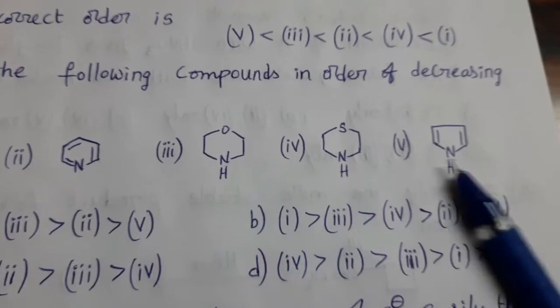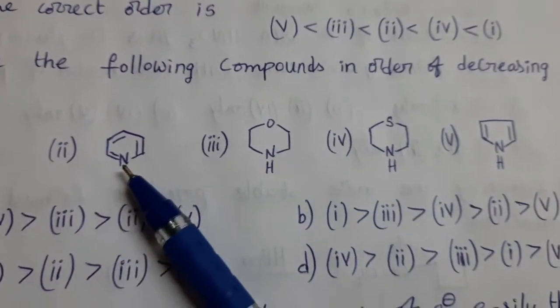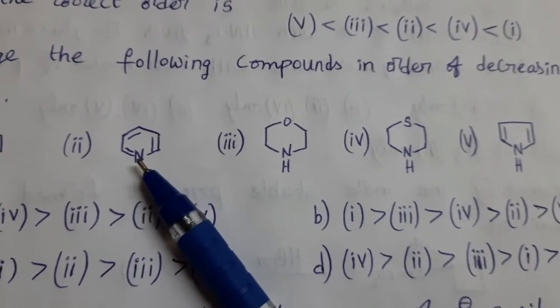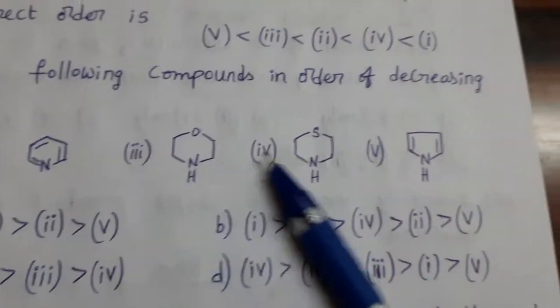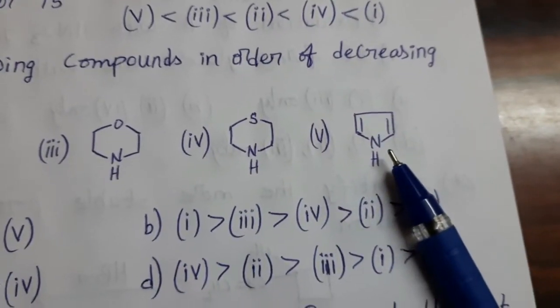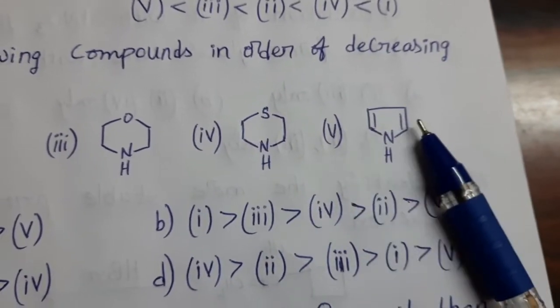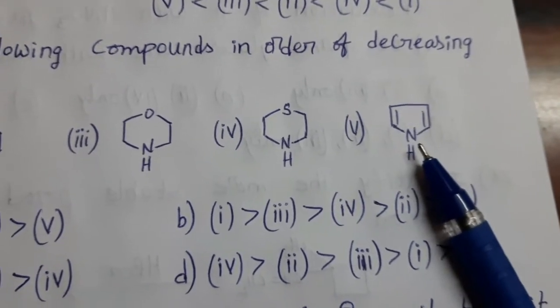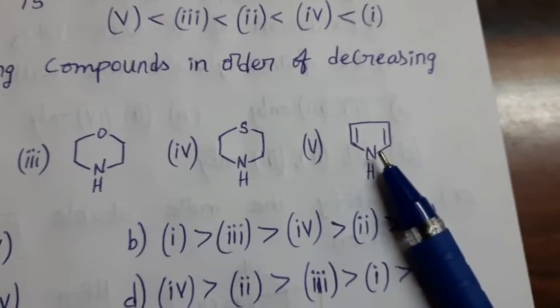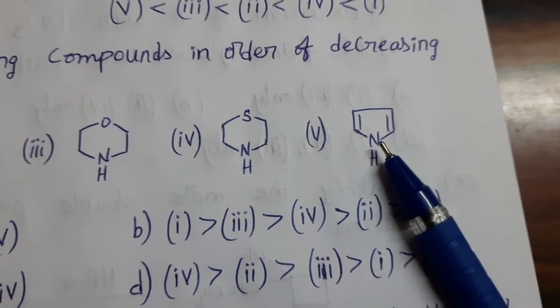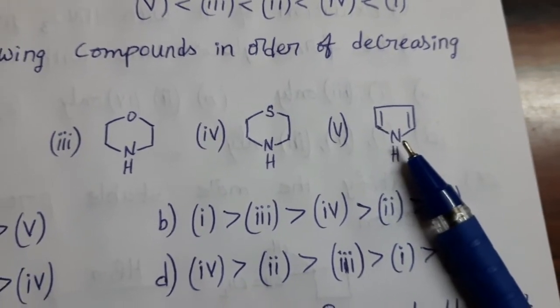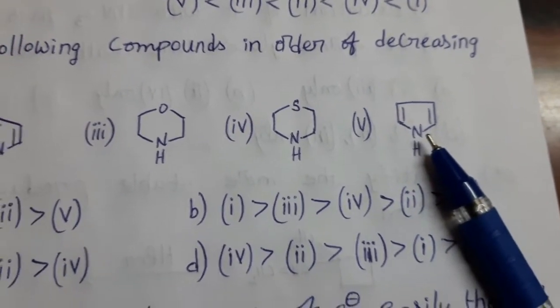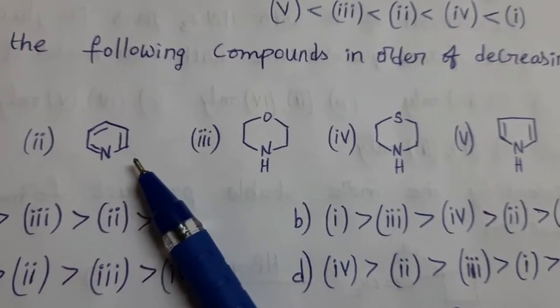Between 2 and 5, in 2 conjugation is there, nitrogen having a lone pair of electrons, and 5 is pyrrole. In this, 2 pi bonds are there, nitrogen having a lone pair of electrons. But in this compound, these lone pair of electrons are involved in conjugation. So donating capacity is less compared to this compound, pyridine.